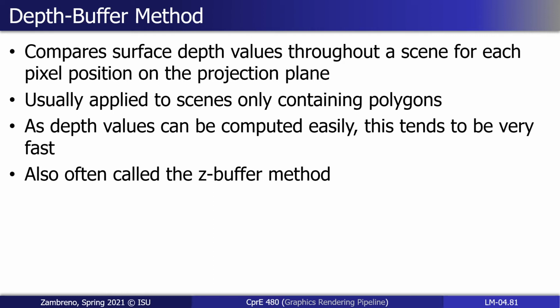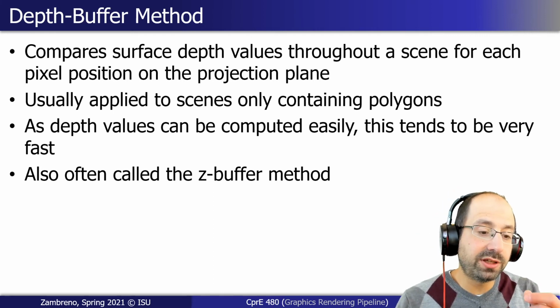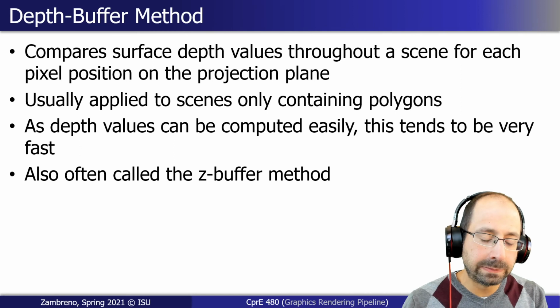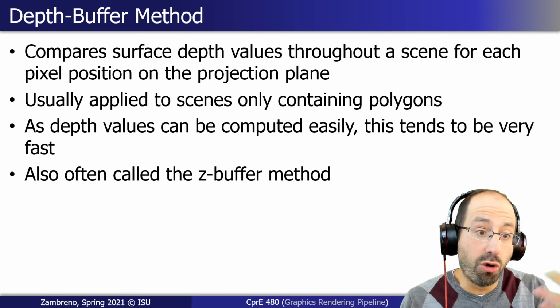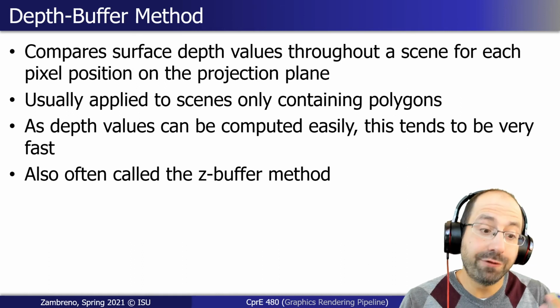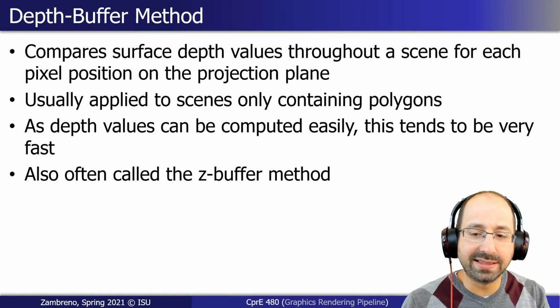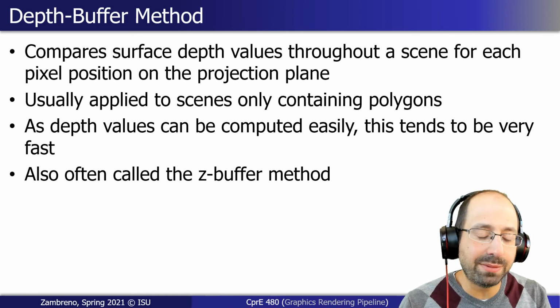Comparing those depth values for that particular XY location, we determine for this individual fragment: am I closer to the screen than what's currently drawn there? If I am, I should draw it. I should overwrite what's in the fragment buffer for that location. If I'm not, I shouldn't draw it. I should discard it at that point. That is the image space method. That is the Z buffer method.